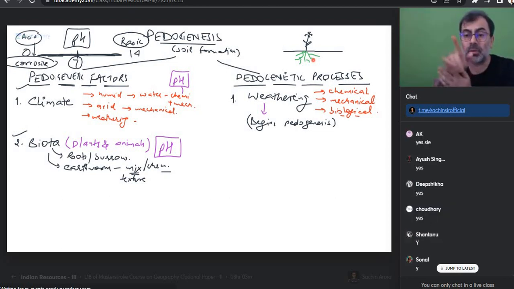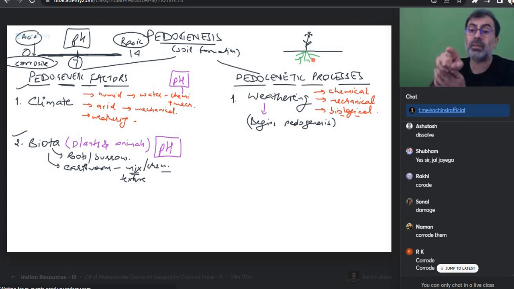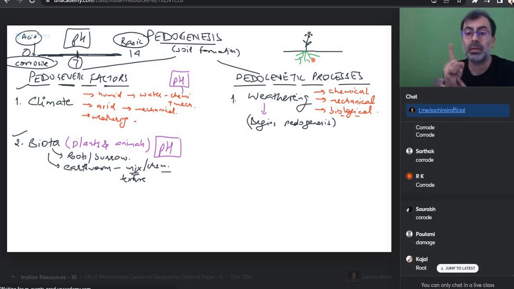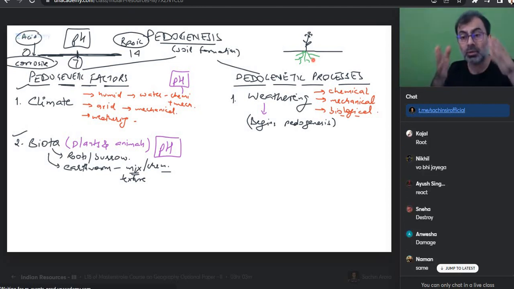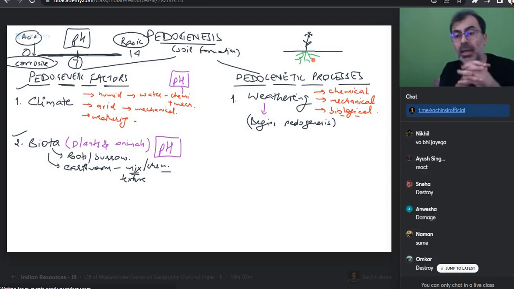If your soil is acidic, what will it do to the roots? What will it do to the roots? Roots will go. Get that? What will it do to the organic material which is nutrient? What will it do to the organic material which is nutrient? It will destroy it.